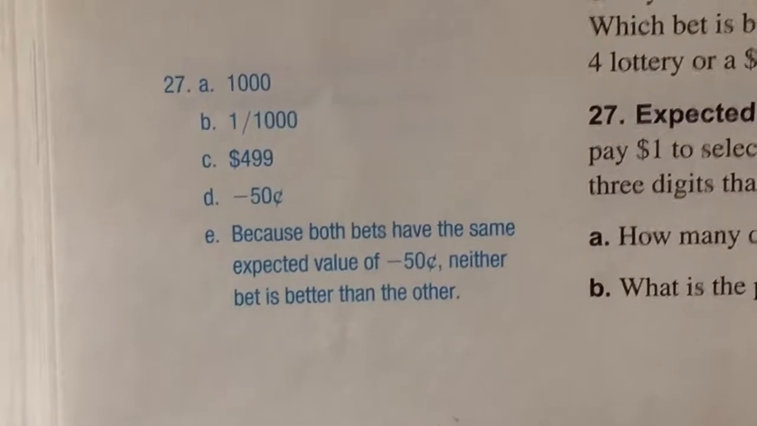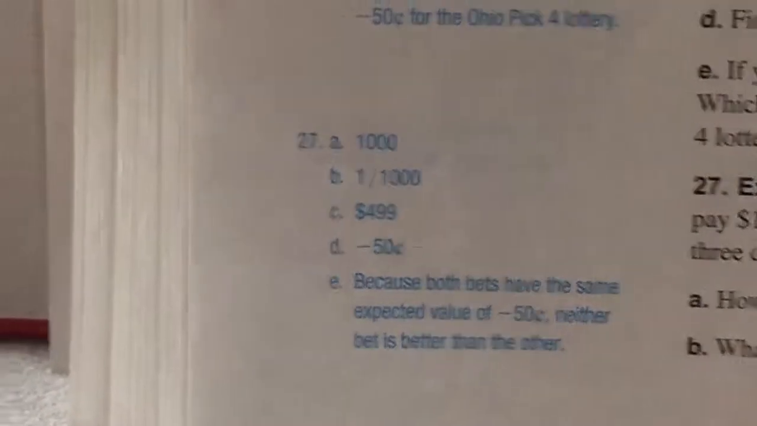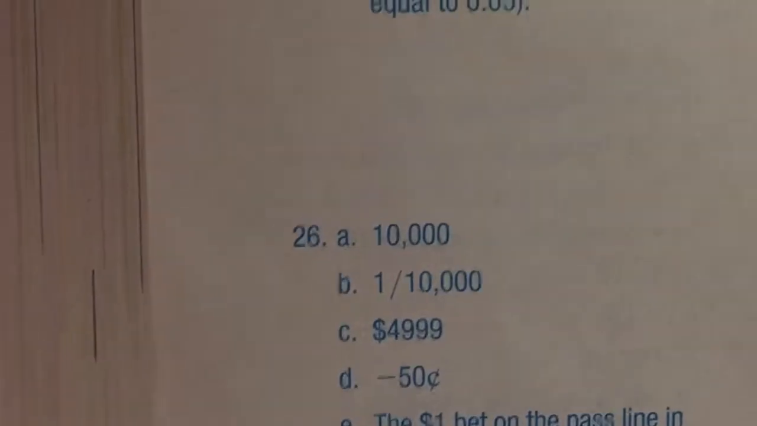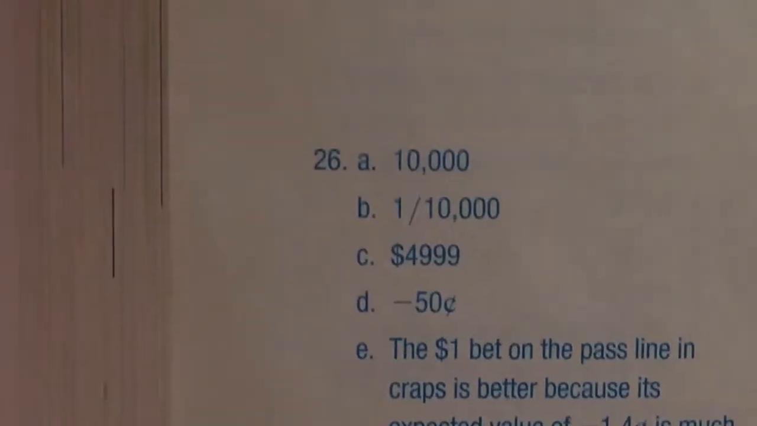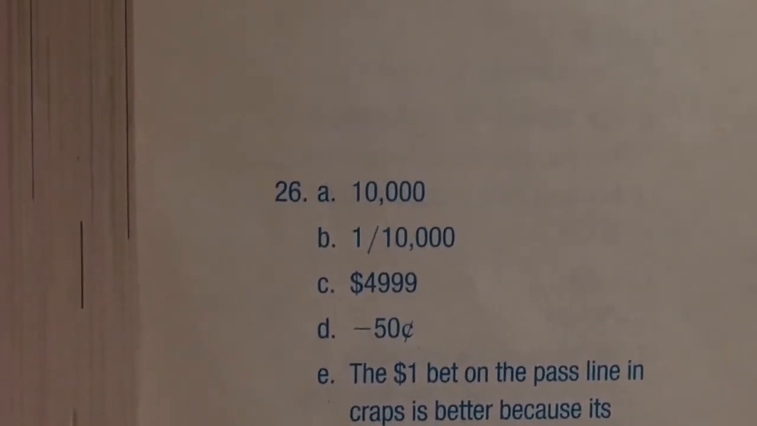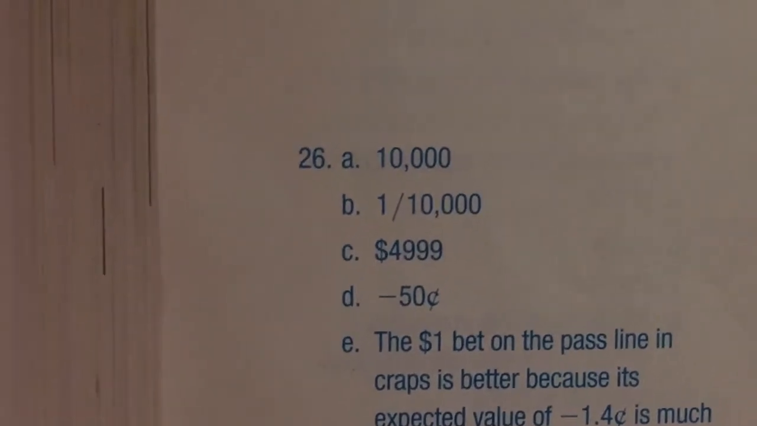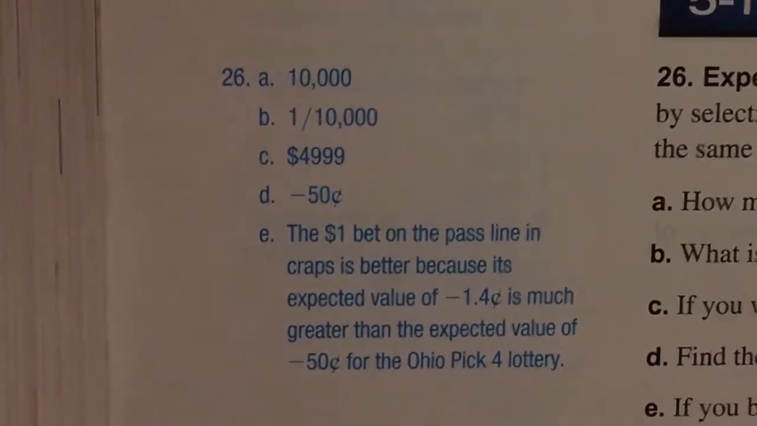I'm going to show you the answers for 26 and 27, since you really had to do 26 in order to get that last part of 27 right. So the answers to 26 are right here. 10,000 is the possible number of selections made. 1 out of 10,000 is the probability of winning. Your net profit was $4,999, and then you have the expected value calculated very much the same. You get a -50 cent expected value. Those were the answers to problem 26.